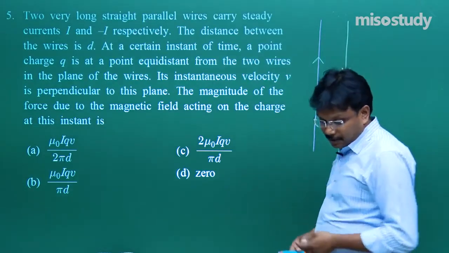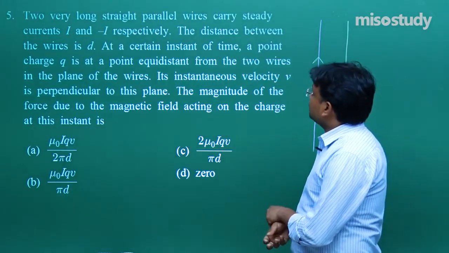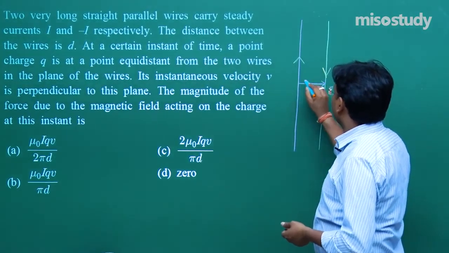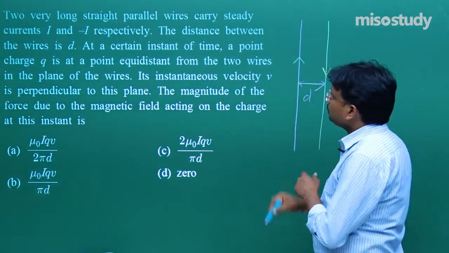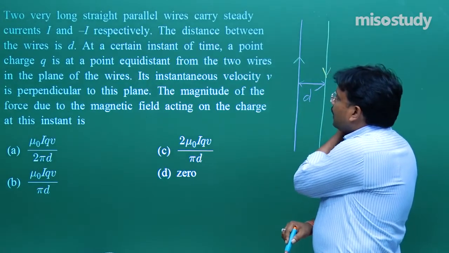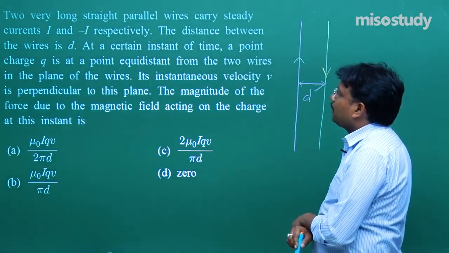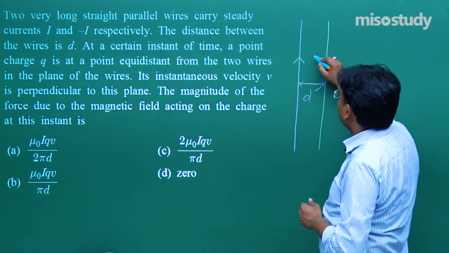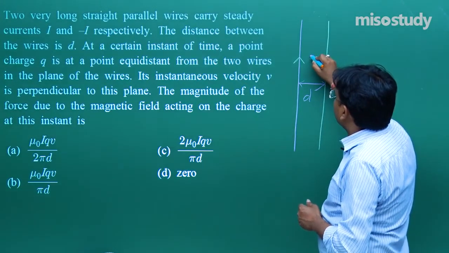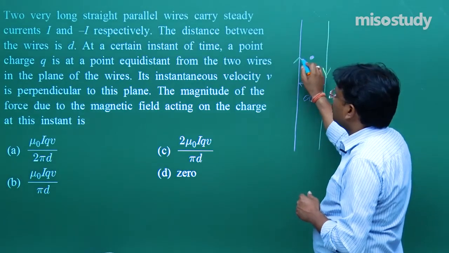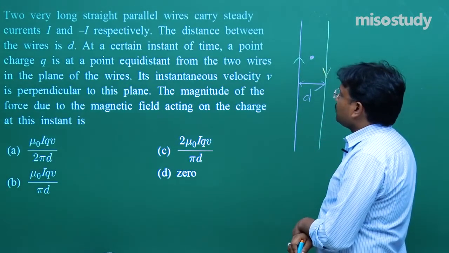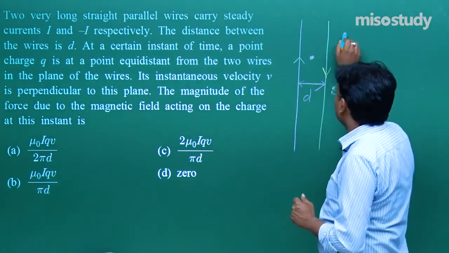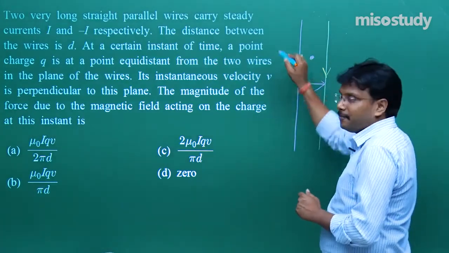Now, after this understanding, the distance between the wires is d, this distance is d given. At a certain instant of time, a point charge q is at a point equidistant from the two wires in the plane of the wires. So, let us say the charge is placed equidistant over here, d by 2, d by 2. Its instantaneous velocity v is perpendicular to this plane. Here v, here v, everywhere v.